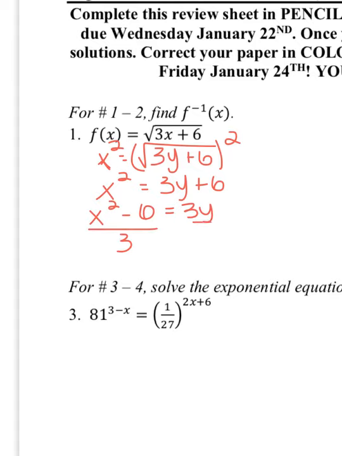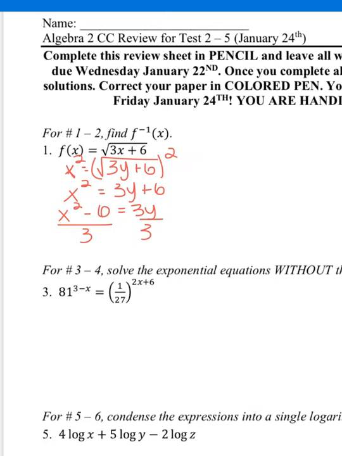So you could write this multiple ways. You could write it just like this. I'm going to make my final answer the inverse notation, so f inverse, or -1, equals, I'm going to make this x squared over 3 minus 2. But if you wanted to write x squared minus 6 all over 3, that's still the same thing.